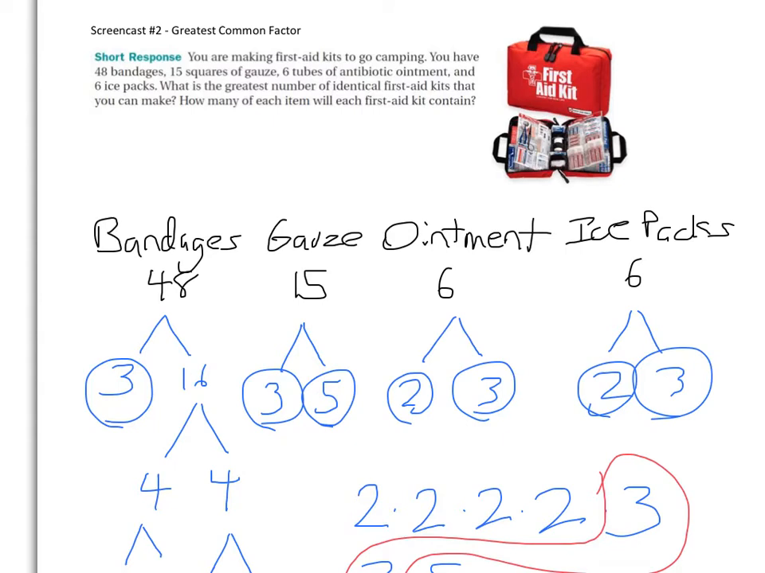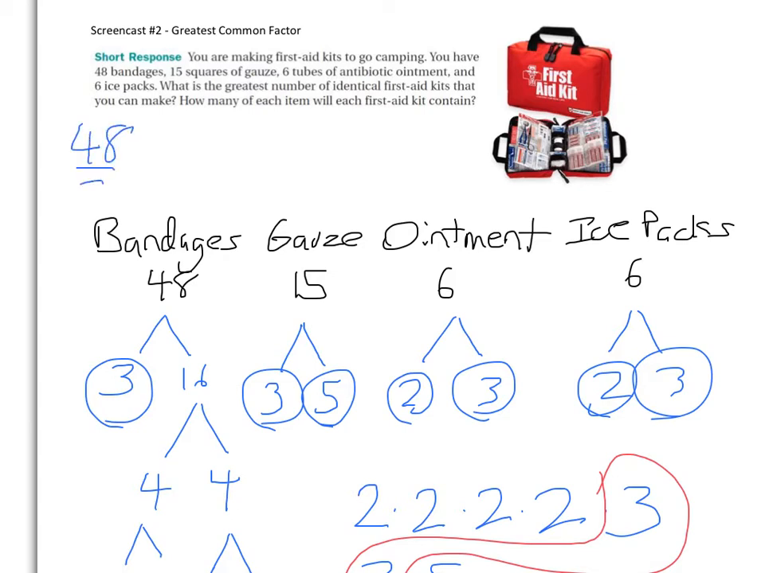How many of each item will be in each first aid kit? How many of each item will each first aid kit contain is what the question is saying. I reworded it a bit, but it's the same thing. In other words, if you want to make 3 identical first aid kits, and we have at our disposal 48 bandages, 15 squares of gauze, 6 tubes of ointment, and 6 ice packs, well, knowing that we need to make 3 identical first aid kits, the mathematics really kind of speaks for itself. We don't have to find the GCF. We've already done that. Think about it. If we have 48 bandages and we want to make 3 identical and we want to divvy up the bandages so that there's an equal number in each, well, that's not too bad of math.